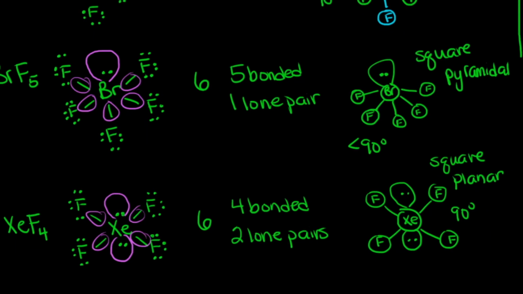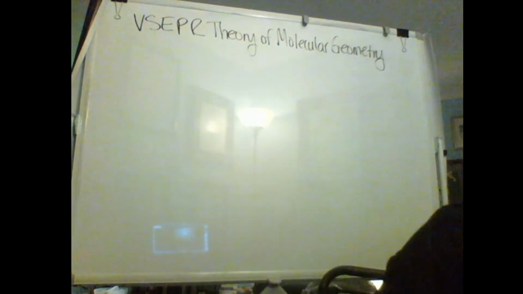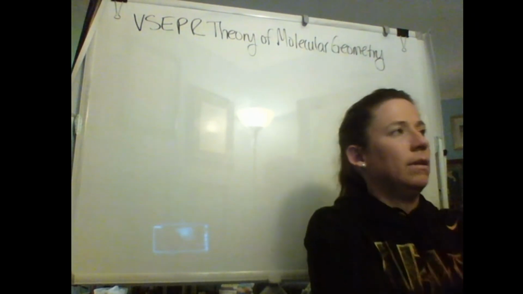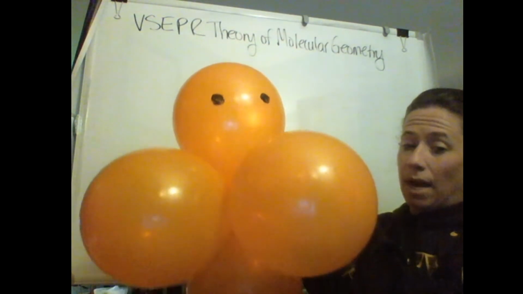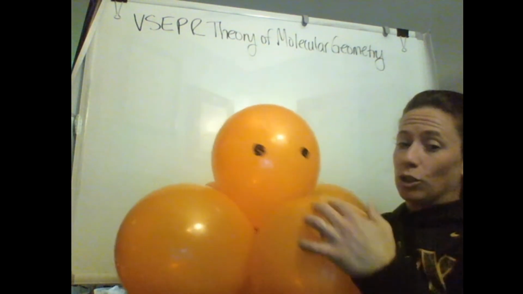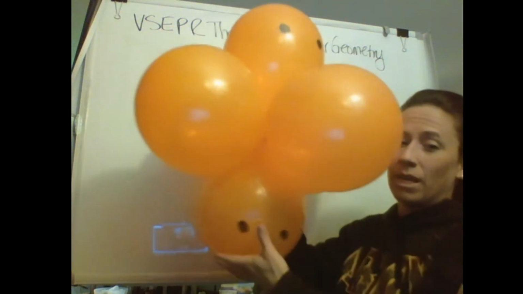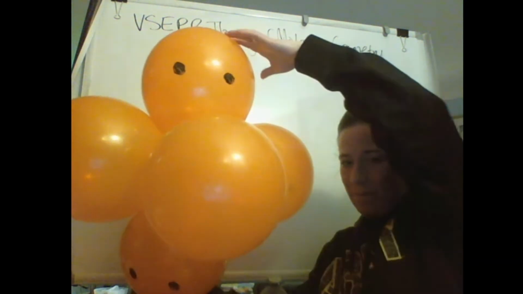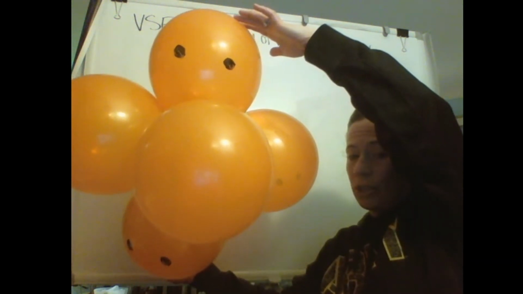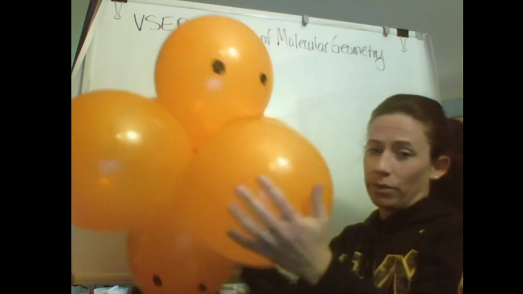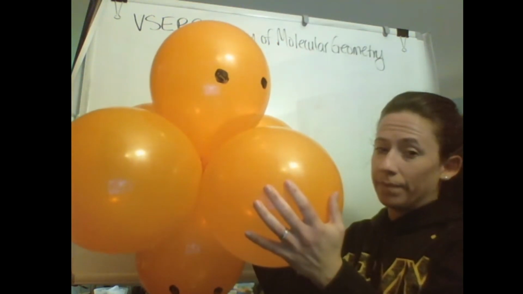And I will end with one last look at the balloons. So, remember, we had this guy up top, taking up more space, smushing everybody down. Well, what if there was one on the bottom too? See that guy on the bottom? So big lone pair on the top, big lone pair on the bottom. That's going to push all these guys right back into the equatorial domain, 90 degrees apart from one another.